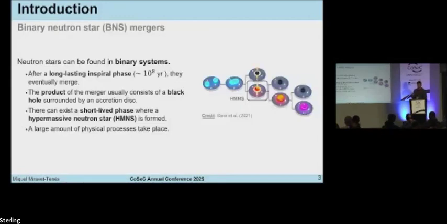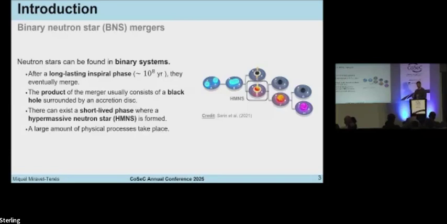So neutron stars can also be found in binary systems. After a long-lasting spiral phase, they eventually merge. And the product of the merger will depend on the total mass of the system and on the equation of state of the matter, but usually consists of a black hole surrounded by an accretion disk. Sometimes there can exist a short-lived phase where a hypermassive neutron star is formed.